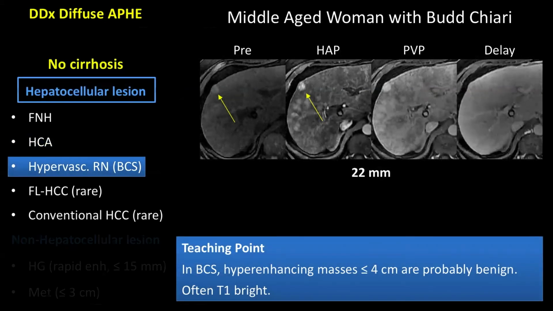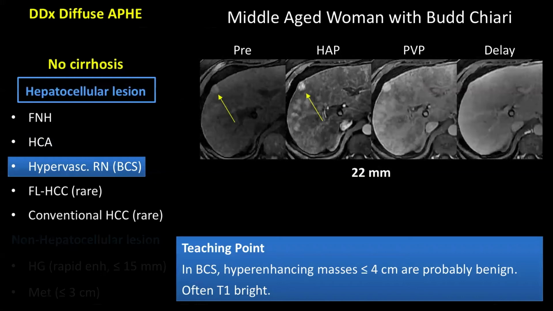It's the so-called hypervascular regenerative nodule. And for whatever reason, they're often bright on T1. Now, I don't want to confuse anyone, but we don't yet understand these hypervascular regenerative nodules. And one of the reasons we don't is that Budd-Chiari syndrome is quite rare. So it's a rare disease, so it's not well studied.